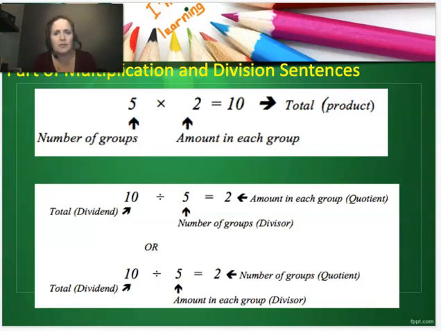Division works a little bit differently, because we can write different division problems. So the total dividend, in that case, is 10 divided by 5, where 5 is the number of groups, and then the quotient is actually the amount in each group. But we could also write the problem where you still have 10 as the total dividend, but this time your divisor is the amount in each group, and then the quotient is still 2. So you'll investigate division problems more next week, but we still need to know the parts of the division sentence.